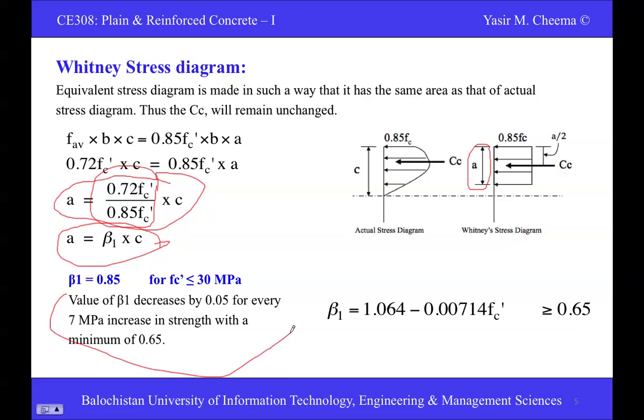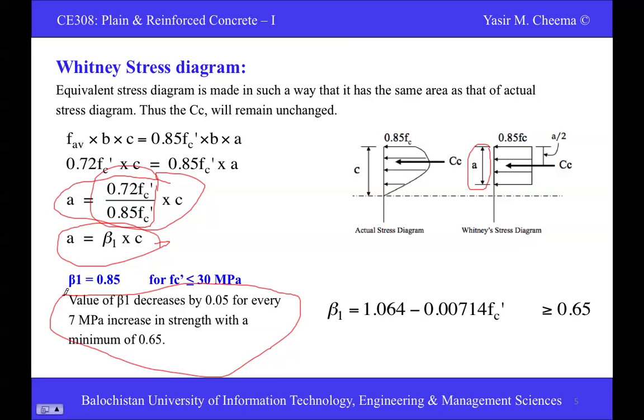decreases by 0.05 for every 7 megapascal increase in strength. Value of beta 1 decreases by 0.05 for every 7 megapascal increase in strength. If 37 megapascal is the strength, what would be the value of beta? If it's the 28 days compressive strength, then what would be the value of beta 1? Sorry, 0.80.